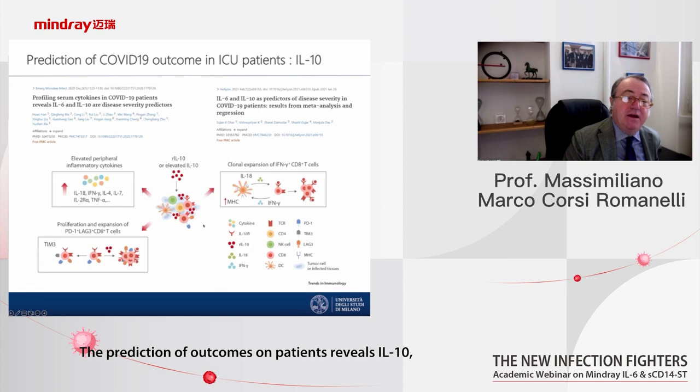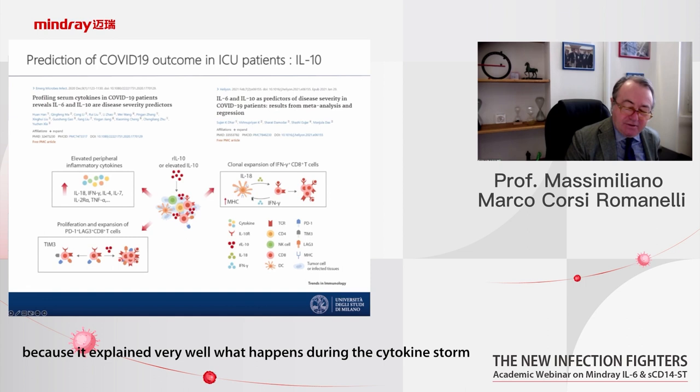And for the prediction of outcome in patients, IL-10, another very important cytokine, comes out from two papers, one from 2020 and the other from 2021. It is linked with IL-6, obviously, and with elevated peripheral inflammatory cytokines like IL-18, IL-2 receptor antagonist, TNF-alpha, IL-7, IL-4, and IL-10 is the cytokine that starts all of this response, and you can see the cytokines and also the receptor. And this is from Trends in Immunology, a very academic picture because it explains very well what happens during the cytokine storm and the role of IL-10.